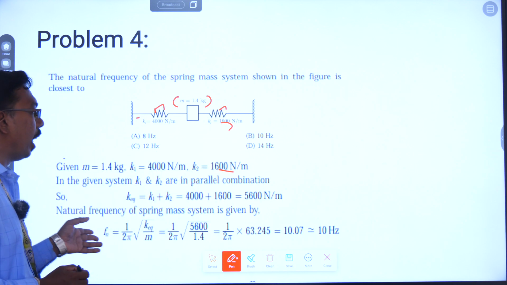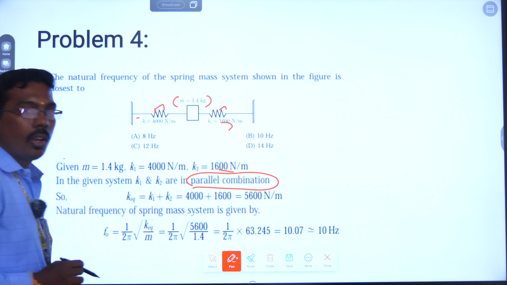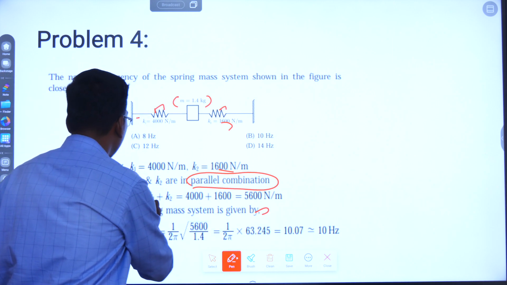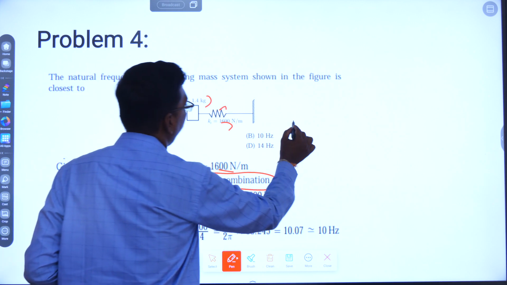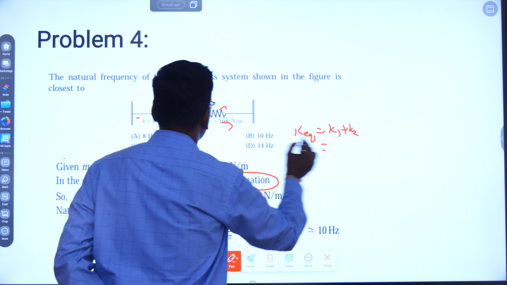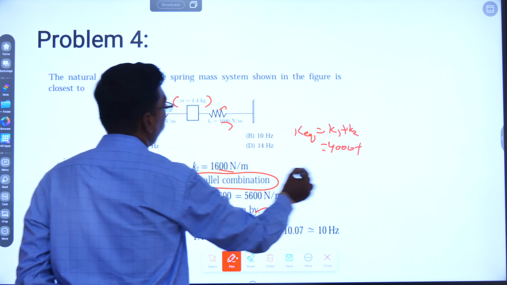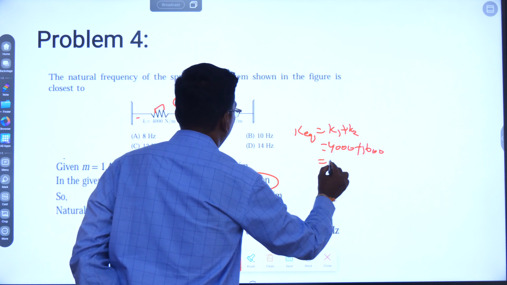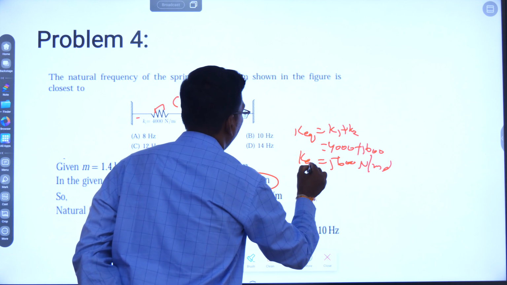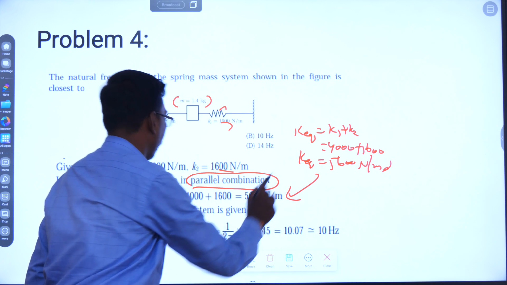In the given system, k1 and k2 are in parallel combination. So the natural frequency of the spring mass system is given by K equivalent. First of all, we identify the value of K equivalent. K1 plus K2. The value of K1 is 4000, plus the value of K2, 1600. And finally 5600 Newton per meter. This is the K equivalent.